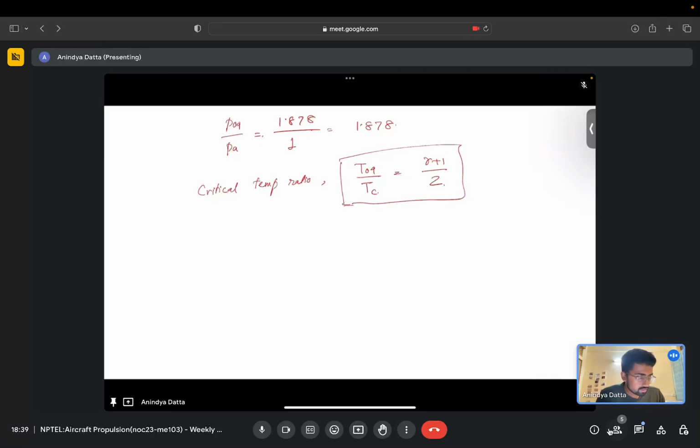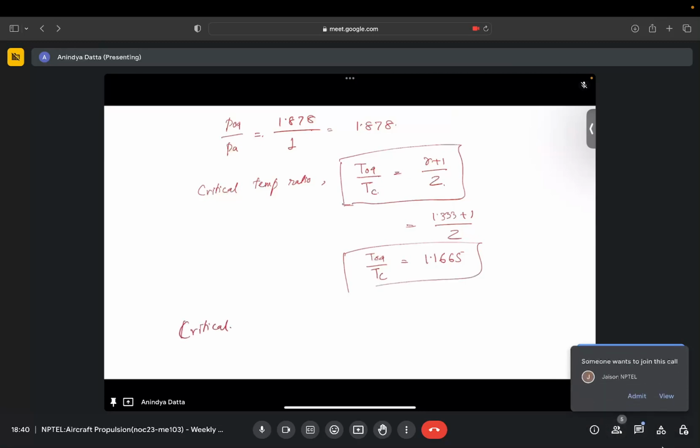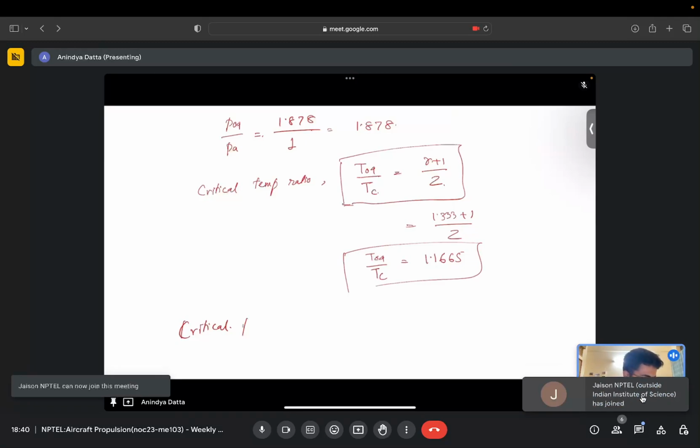So we have to find out the critical temperature ratio. That is 1.333 plus 1 by 2, so that is 2.333 divided by 2, and T04 by Tc, the critical temperature ratio, is 1.1665. Now we have to compute the critical pressure ratio.